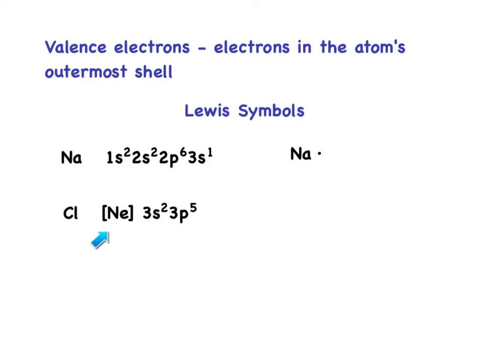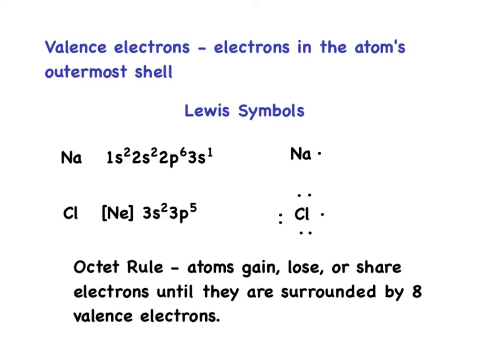And here's chlorine's electron configuration. It has the core of neon and 3s2, 3p5 or 7 valence electrons in its third shell. And so when we write chlorine's Lewis symbol, we would write the symbol for chlorine and then add 7 dots. 1, 2, 3, 4. Remember, share before you pair, Hund's rule. 5, 6, 7.